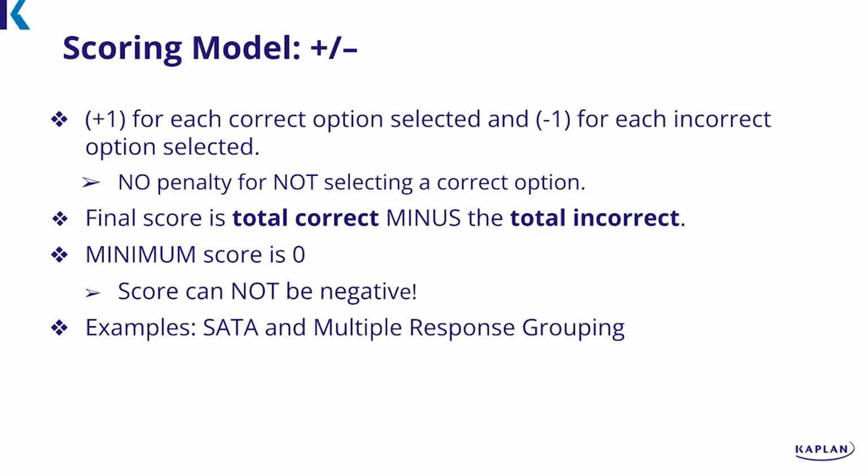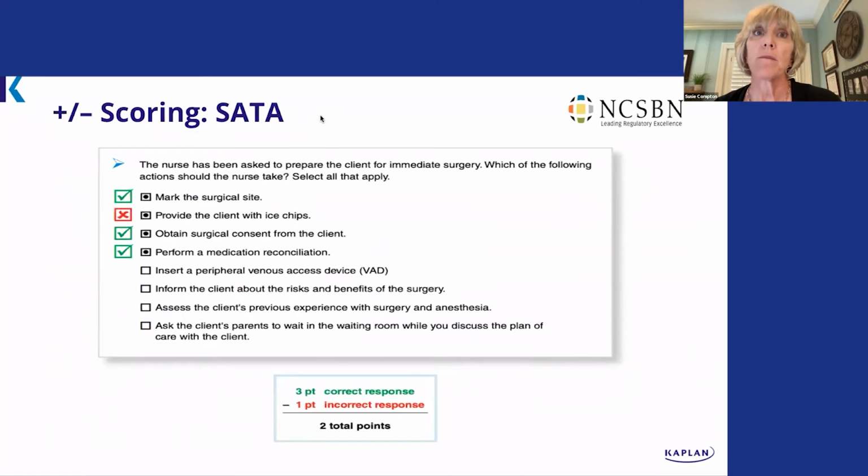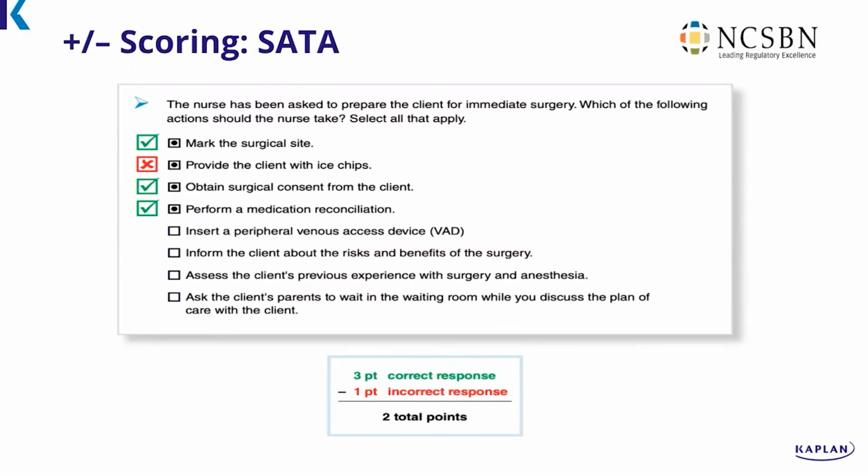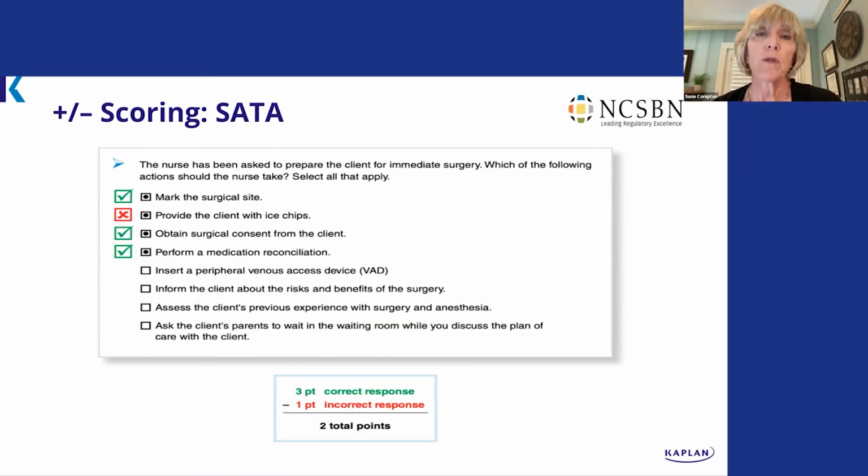The SATA and multiple response grouping question types use plus-minus scoring. Here is a SATA item being scored with plus-minus scoring. Remember, you receive 1 point for each correct answer you choose. You have a point deducted for each incorrect answer you choose. In this example, 3 of the choices were correct and 1 was incorrect, so the student received 2 total points. The plus-minus scoring method will be used for all SATA questions on NGN tests, whether they are part of a 6-question set or a freestanding traditional question in the test. This is a big change.